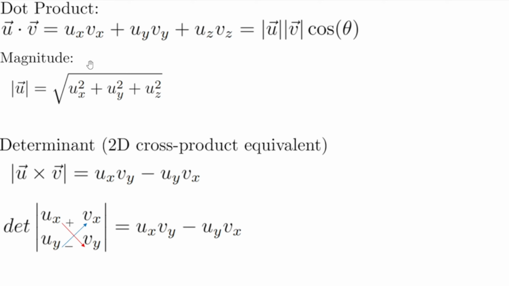And the dot product, u dot v, is equal to ux vx plus uy vy plus uz vz. Of course, when we're talking about a three-dimensional vector, it is equal to the length of u times the length of v times cosine theta. We can actually find the angle between these two vectors using this formula as well.